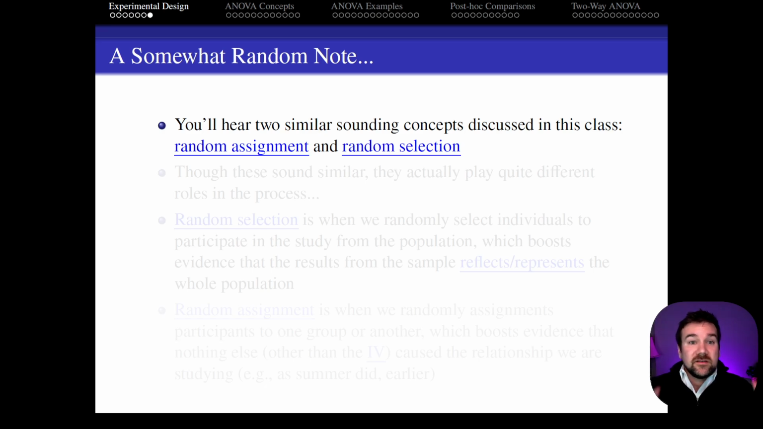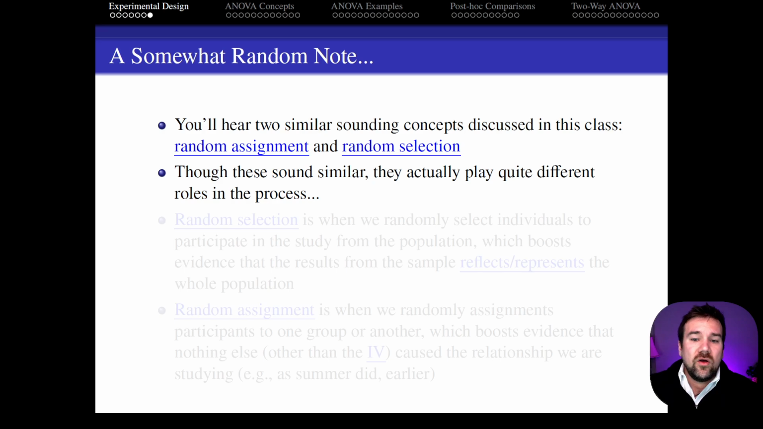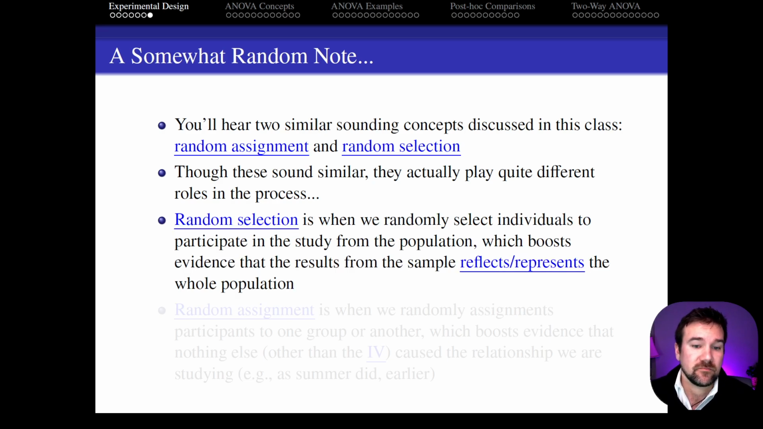All right, so this random note is talking about two different concepts, random assignment and random selection. These are the two concepts that this is talking about. These sound very similar, but these are actually not similar to one another at all. These are not at all the same thing. Random selection has to do with how we pull people from the population into our sample.